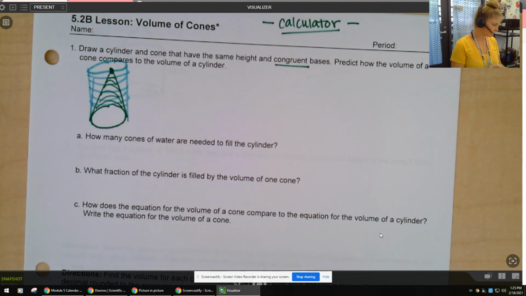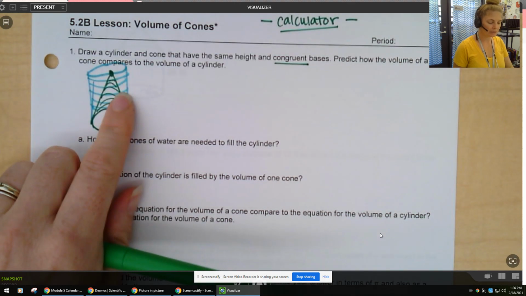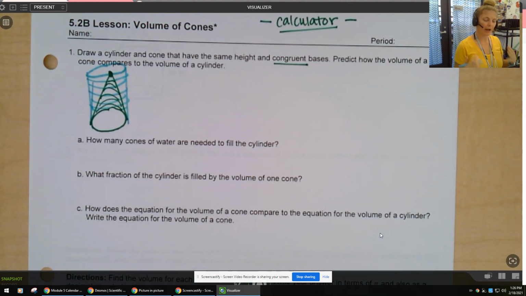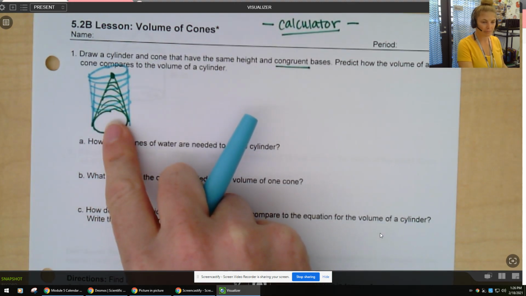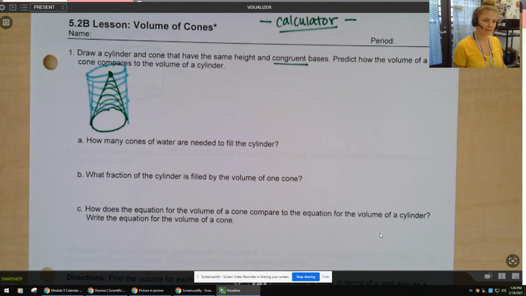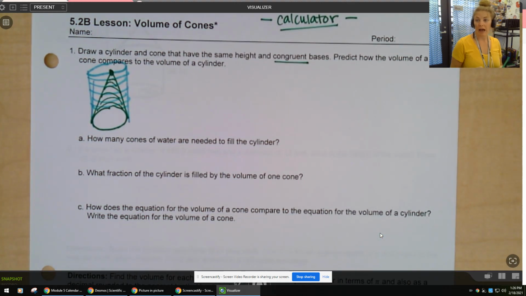So if we take a look at this cone inside the cylinder, which one has more volume? That's right. The cylinder has more volume. So how much more? If I took a cone of water and filled it up, how many cones would I need to fill the cylinder? How much does one cone fill? Do you think it's half of it? Do you think it's more than half? Do you think it's less than half? Well, lucky for you, you don't have to play with the water. I have a video for you.